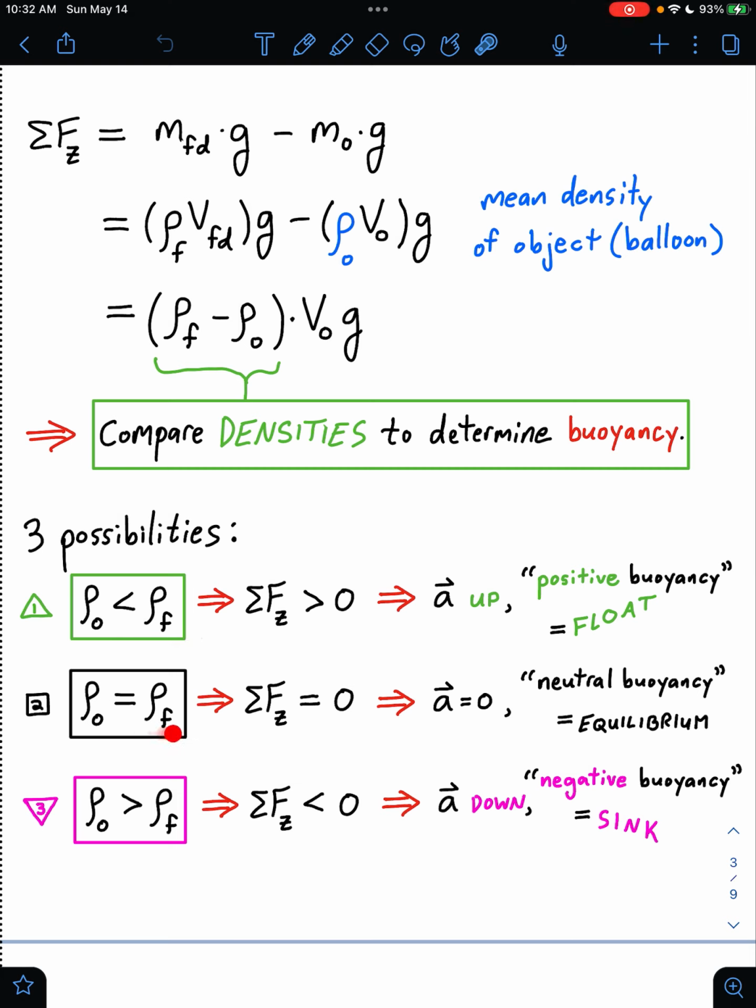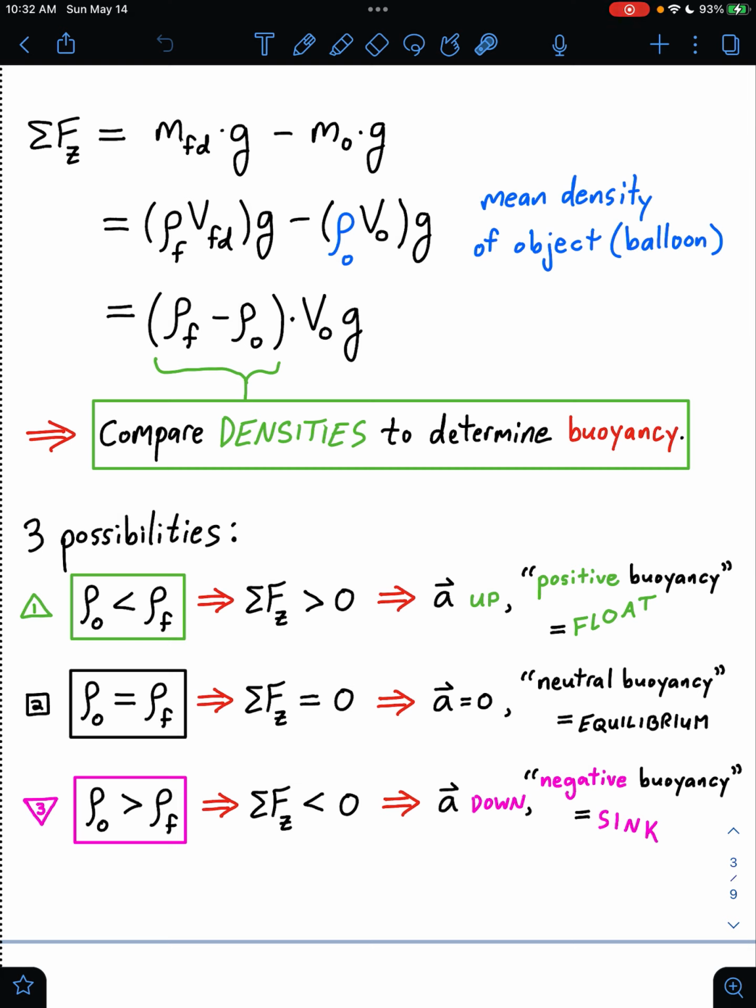Second possibility is that the two densities are equal, in which case the net force in the z direction is zero and its acceleration is zero. We call that neutral buoyancy. The object will accelerate neither upwards nor downwards, but will just sort of stay put, suspended in the fluid in a state of equilibrium, neutral buoyancy.